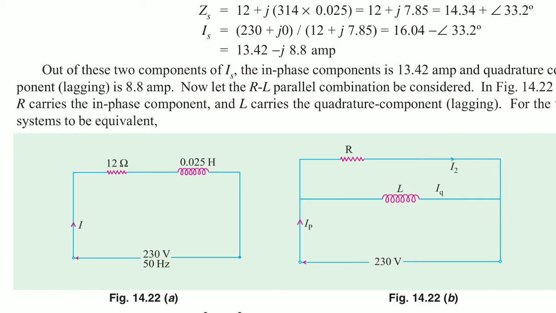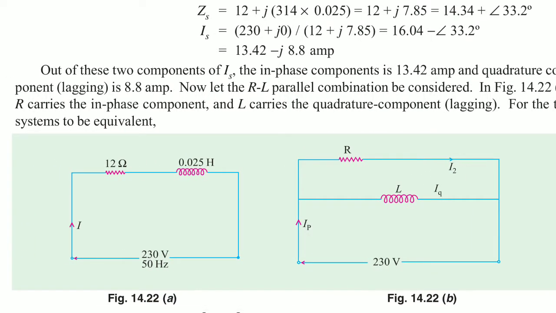So very carefully, from the circuits in figures 4.22A and 4.22B, the source current and the supply current are the same for figure 1 and figures A and B. Observe that this supply current is dividing into 13.42 and 8.8. So we could write it this way. Now let the RL parallel combination be considered.